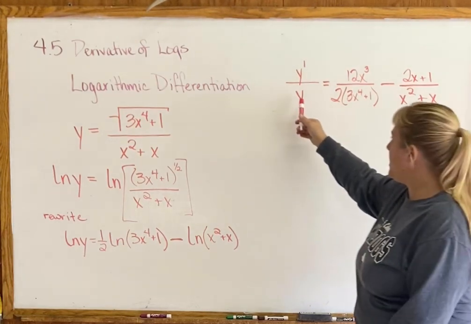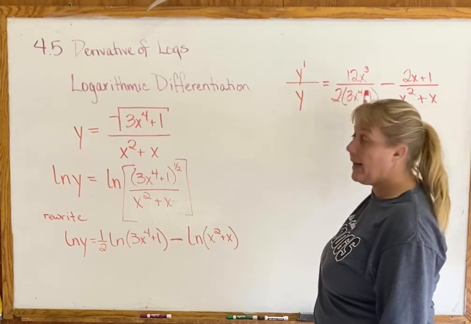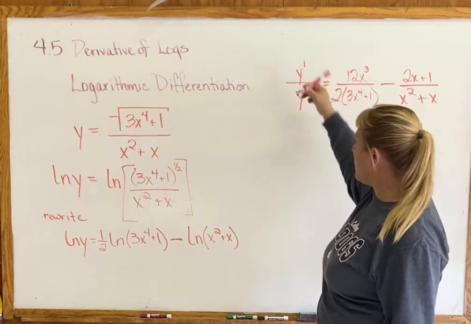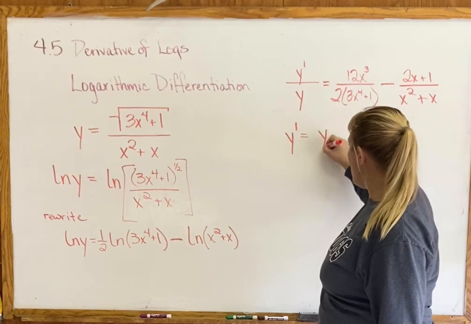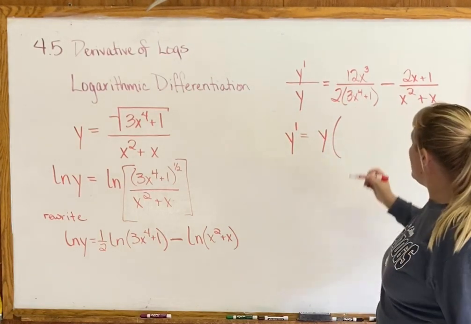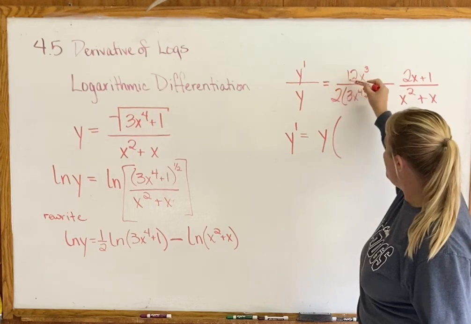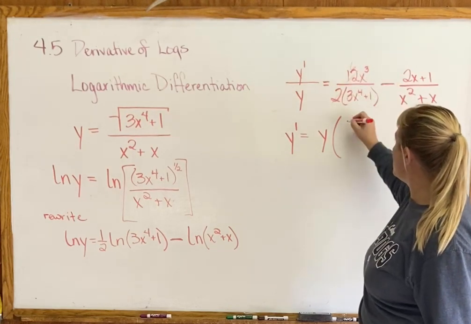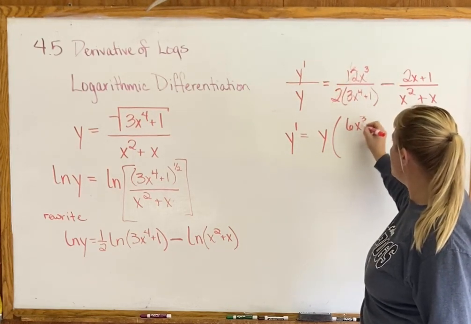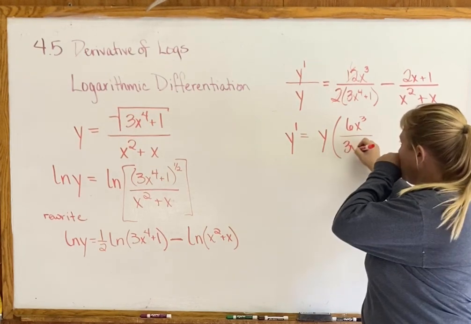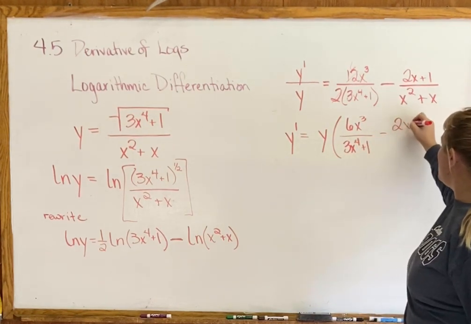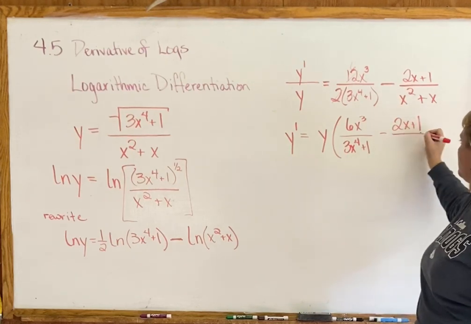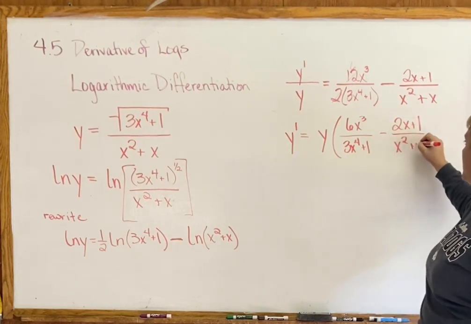Now remember, we need to multiply both sides by y so that it's just y prime left over here. So we have y prime equals y times, and I'm going to reduce here, so 6x cubed over 3x to the 4th plus 1 minus 2x plus 1 over x squared plus x.